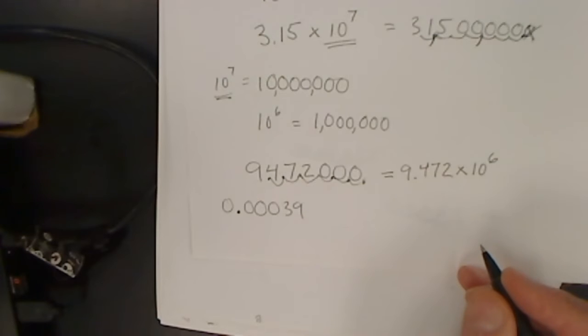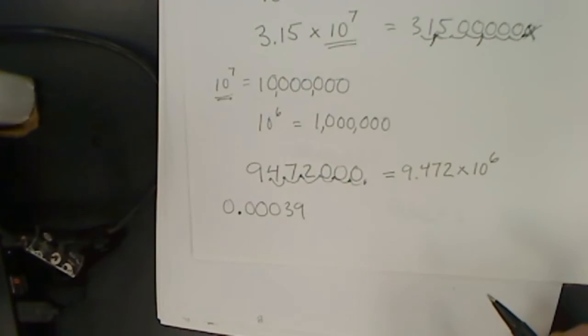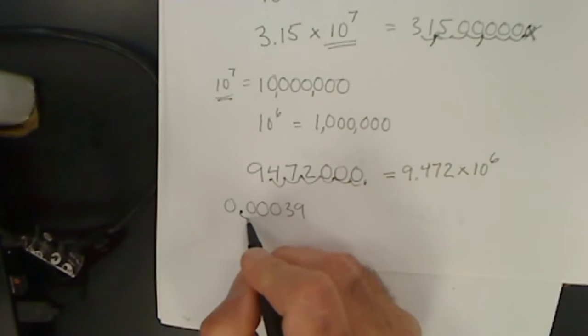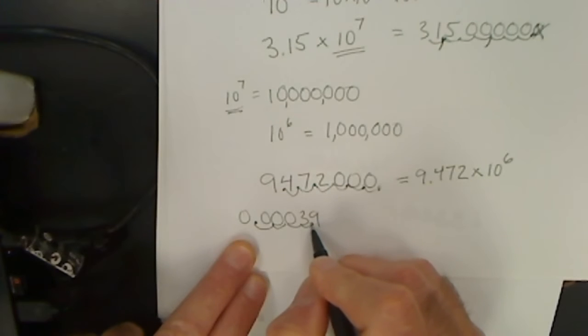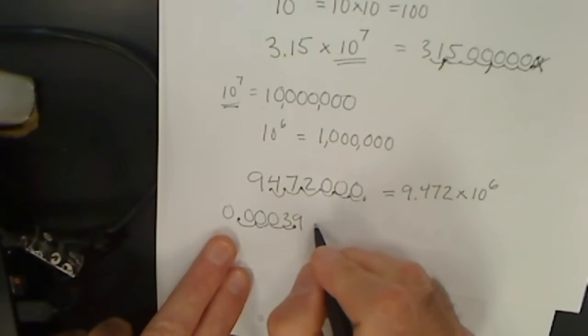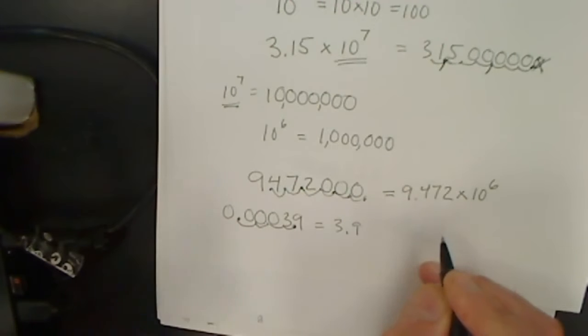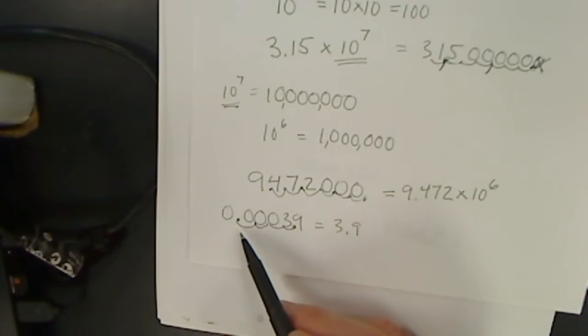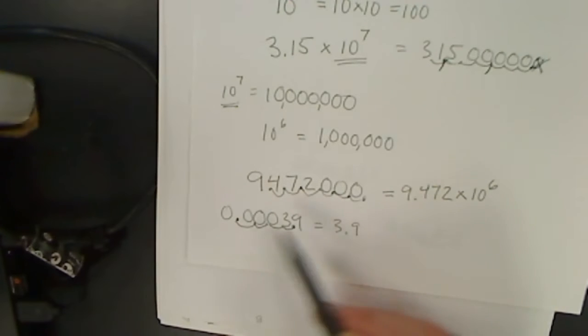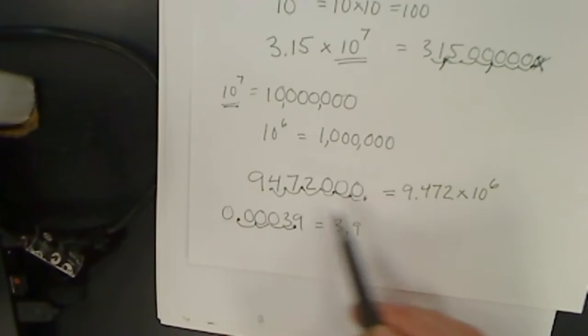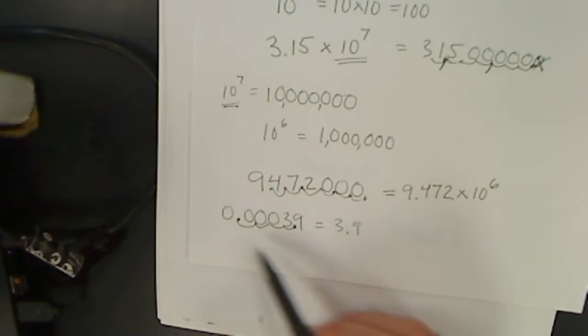Is this number between 1 and 10? The 9. So I need to move it, right? Past the 3, right? So this time it's 3.9, but you see we didn't move it the same way, did we? We moved it to the right, not to the left. It's different, right? This number is very big, and this number is very small.